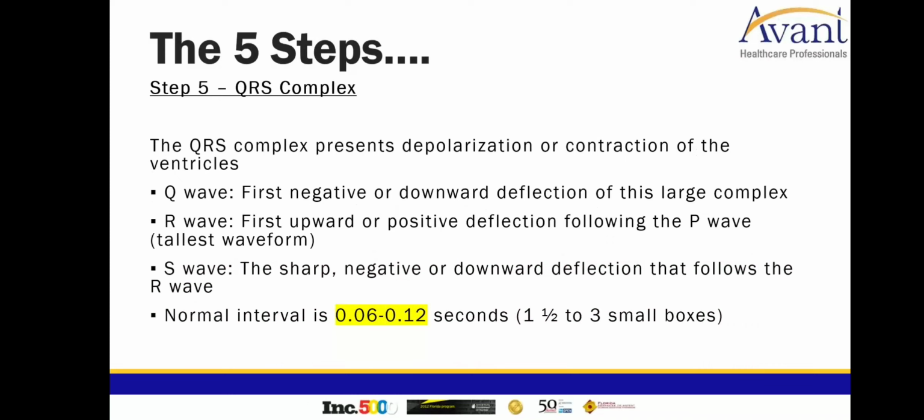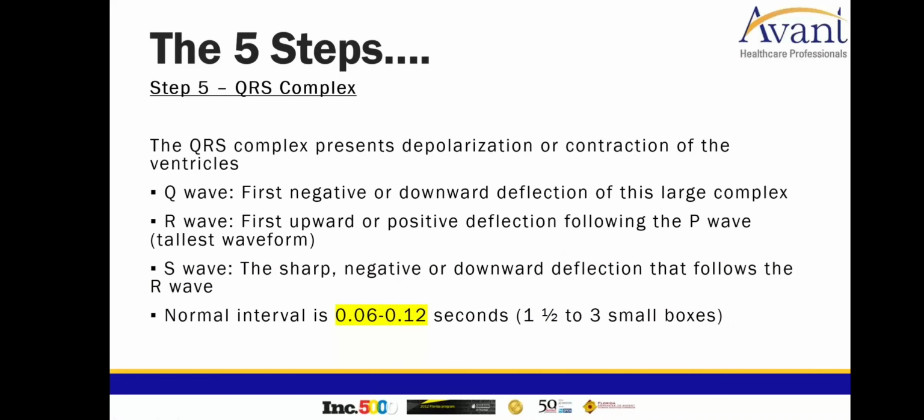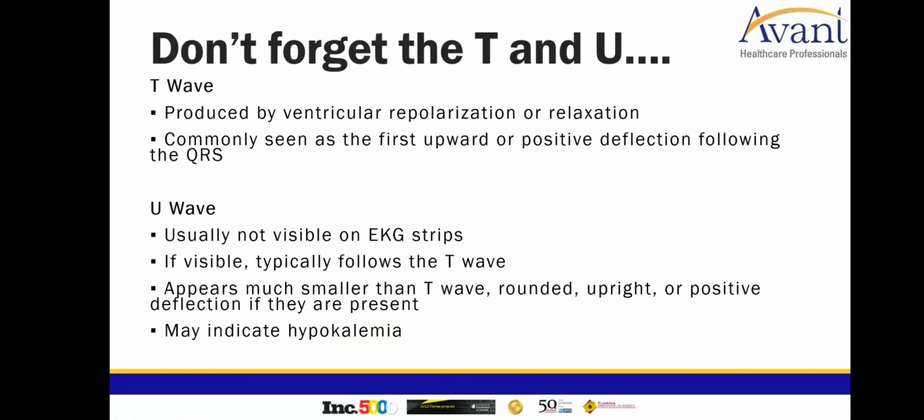So the next is the QRS complex. I don't have a strip here to show you, but if we were to look at the previous strip, we would again measure from the beginning of the Q to the end of the S, and that will give us our QRS. Let me go back one strip. If we were to look at this particular one, it looks like there's one, maybe 1.5 boxes, something like that, 0.06. So that falls within our normal range for the QRS. So that's what we're looking for. Now, let's not forget T and U waves.